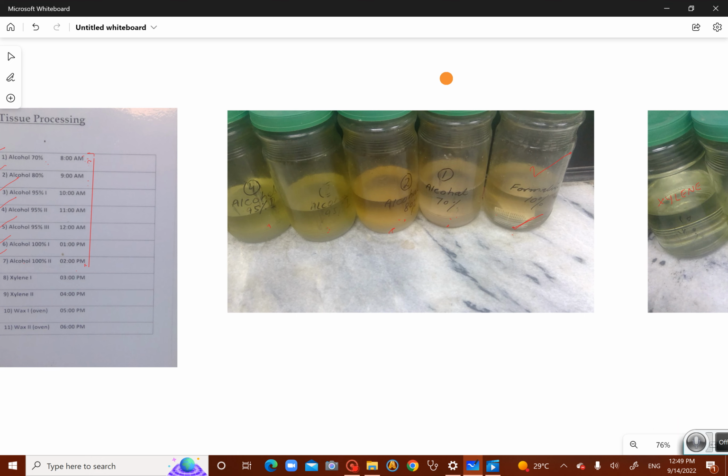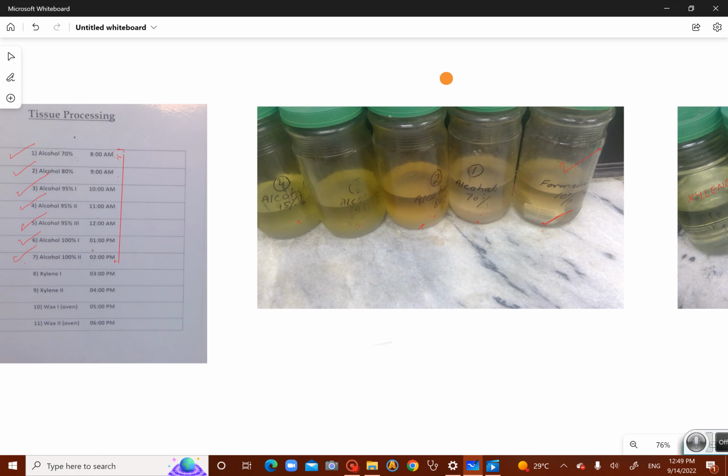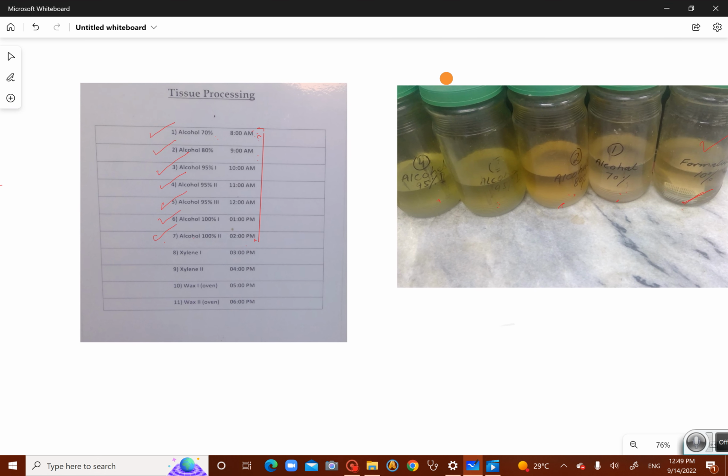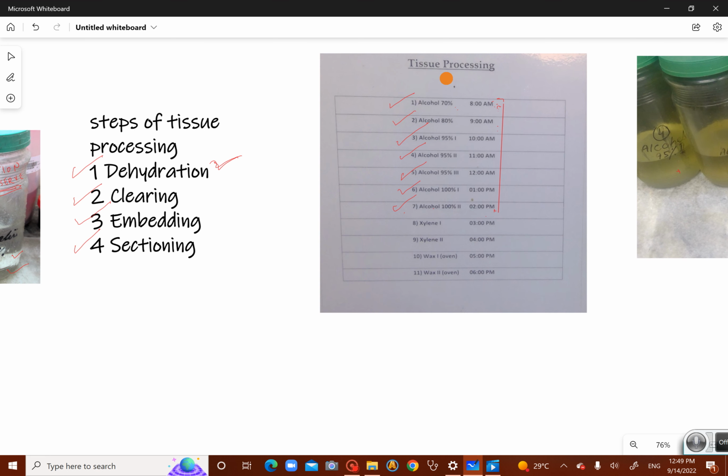Now once the cells have been completely dehydrated, you have the second process, which is known as clearing. Clearing is removing the alcohol from the cells. Once the alcohol has gone into the cell and the water has come out of the cell, you have to now remove the alcohol from the cell. How do you do this? Now this is done by xylene.